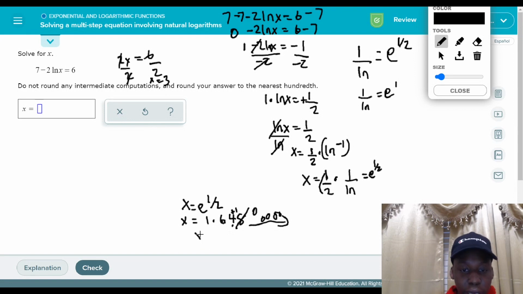Okay, so this ends at x equals 1.64 plus 1, 5, right? 1.65. Okay, so let's check that out real quick. 1.65.